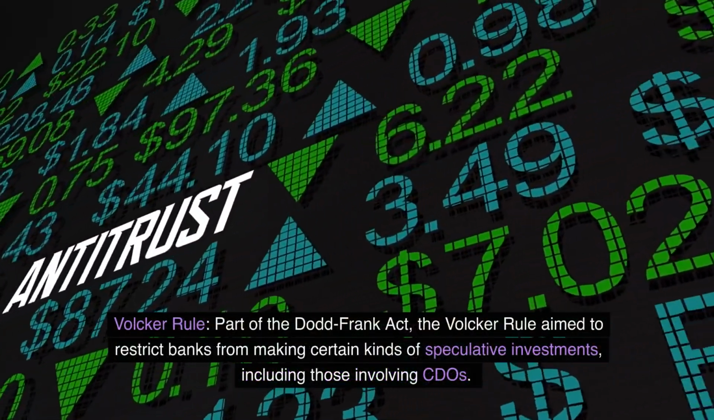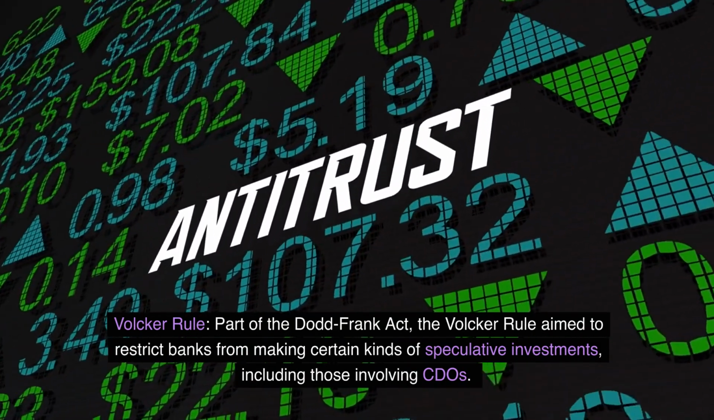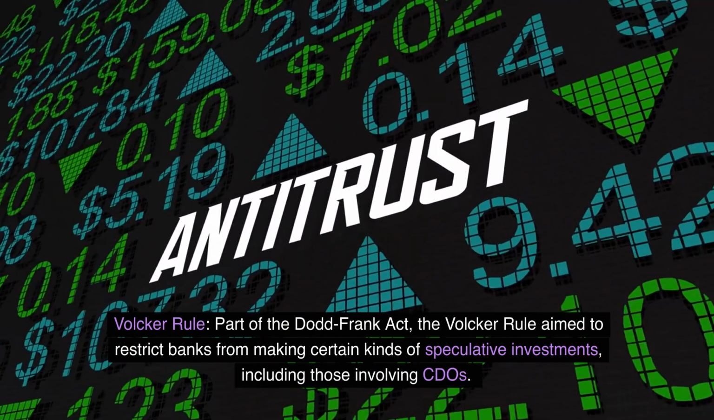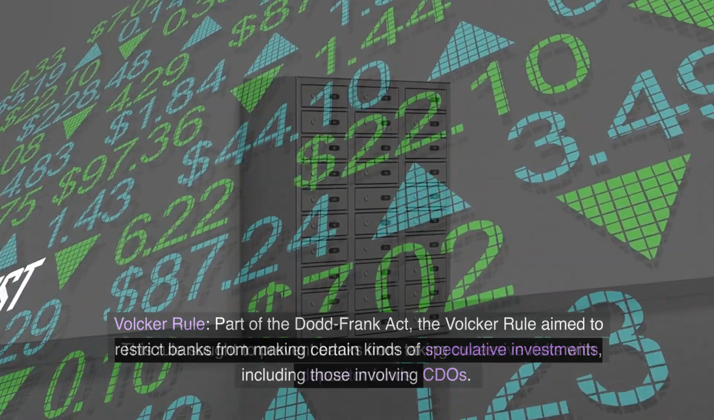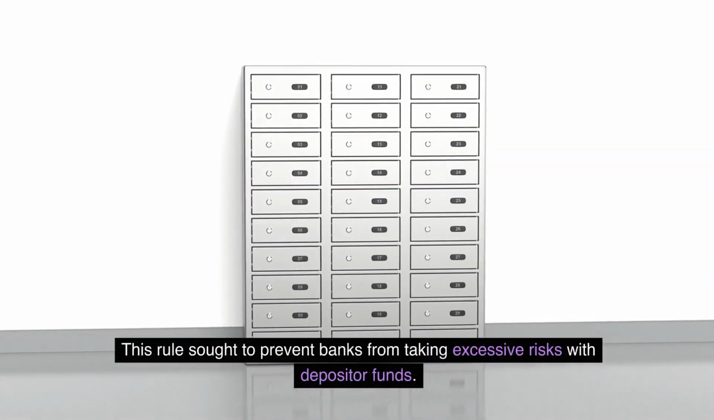Volcker Rule. Part of the Dodd-Frank Act, the Volcker Rule aimed to restrict banks from making certain kinds of speculative investments, including those involving CDOs. This rule sought to prevent banks from taking excessive risks with depositor funds.